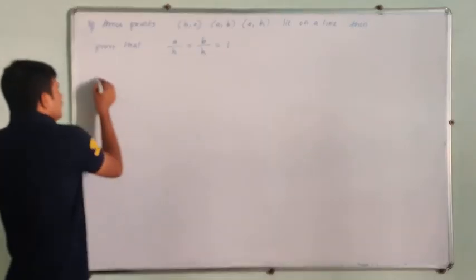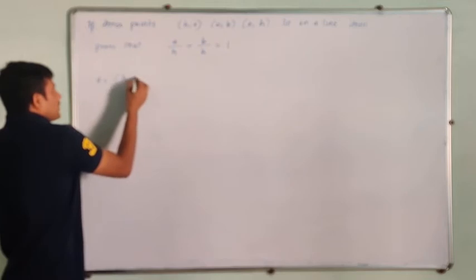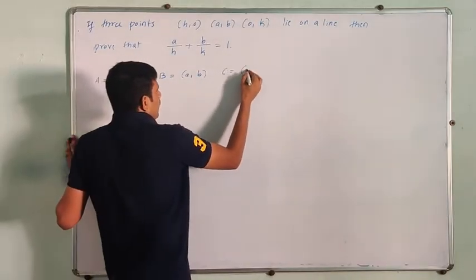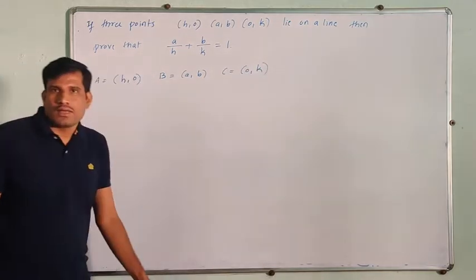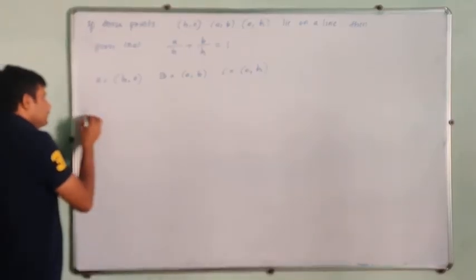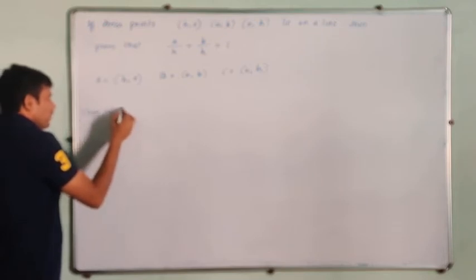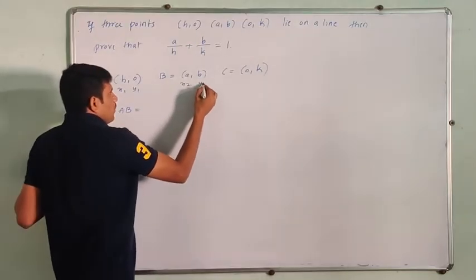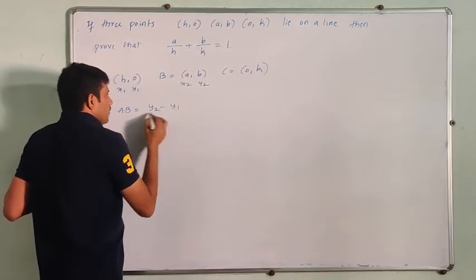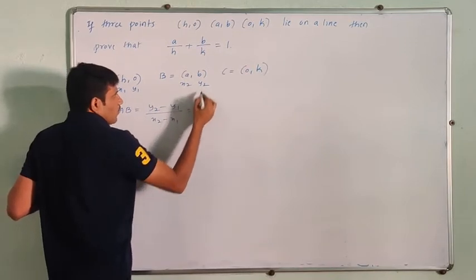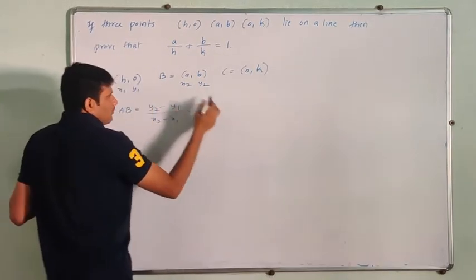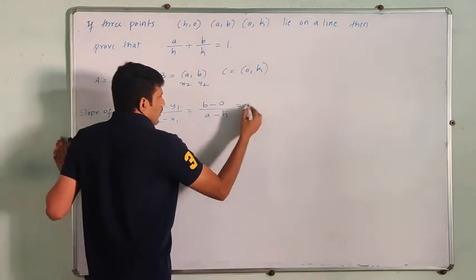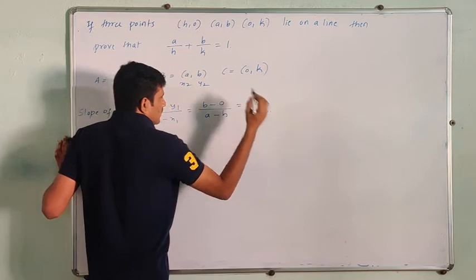So let us say point A I will take as h comma 0, point B I will take as a comma b, and point C I will take as 0 comma k. First I will find slope of AB. This is x1, y1, this is x2, y2. So that is y2 minus y1 divided by x2 minus x1. What is y2? It is b minus y1, which is 0, divided by x2 which is a minus x1 which is h. Now it is b divided by a minus h.